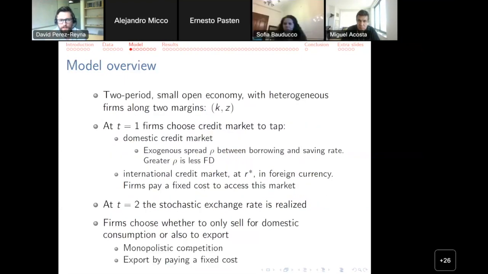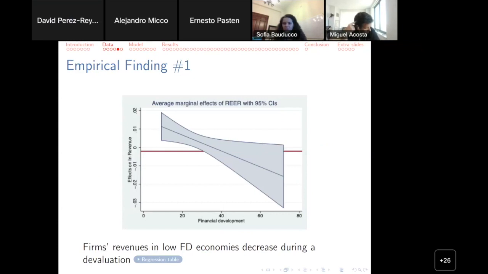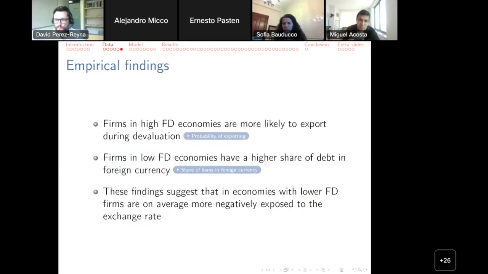David, very short question. Going back to what you were showing right before about the data. What you see is that firms in more financially developed countries increase their probability of exporting when there is a depreciation. So that's the extensive margin, right? It would be the extensive margin because this is export or not. Do you have any idea what happens with the intensive margin?